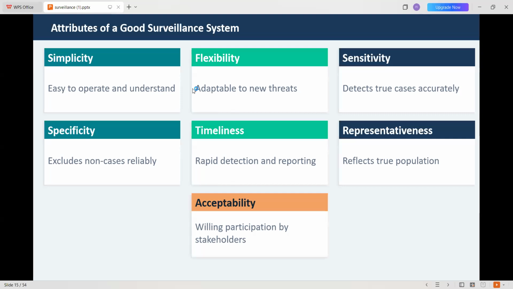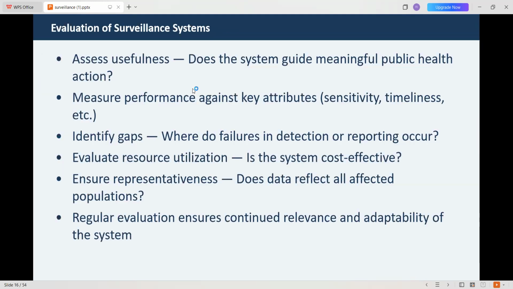Next are the attributes of a good surveillance system. Simplicity, easy to operate and understand; flexibility, adapt to new threats; sensitivity, detect true cases accurately; specificity, exclude non-cases reliably; timeliness, rapid detection and reporting; representativeness, reflect the true population; acceptability, willing participation by stakeholders.